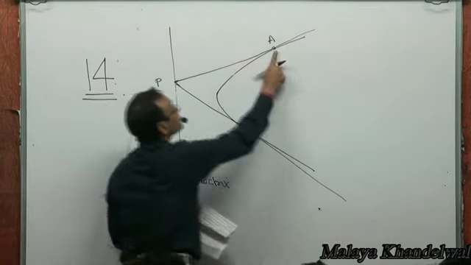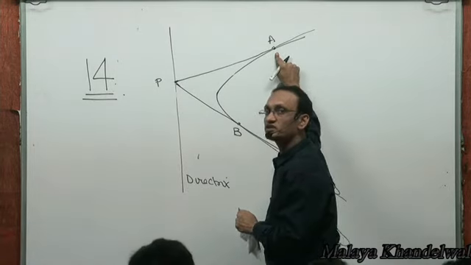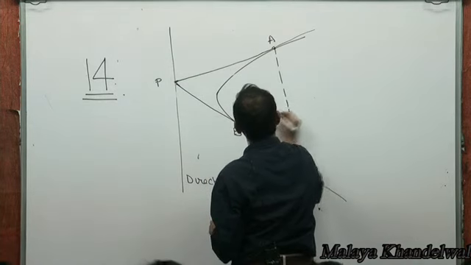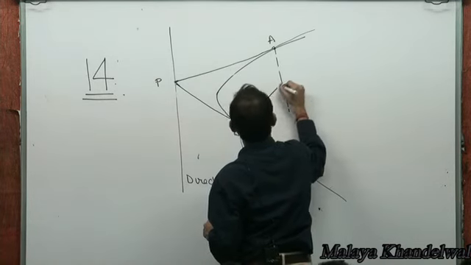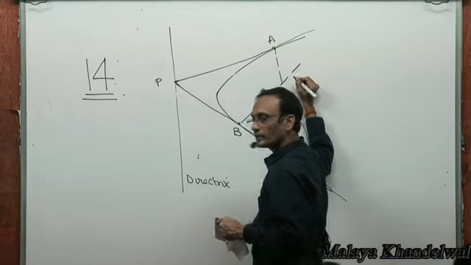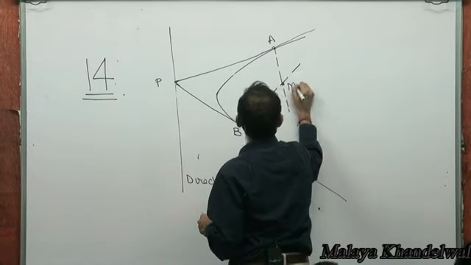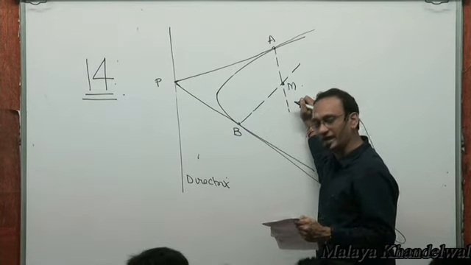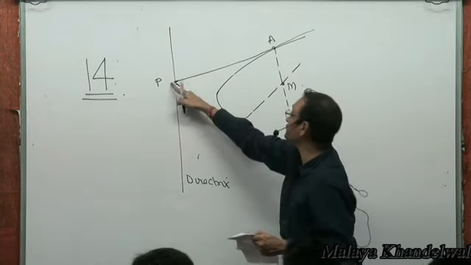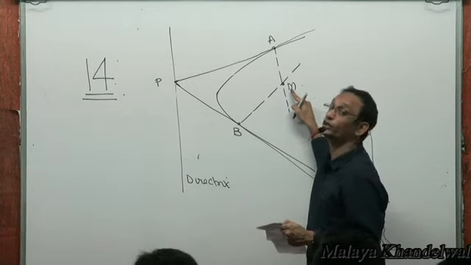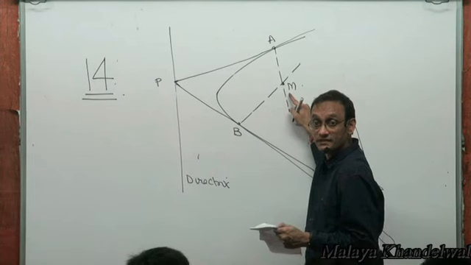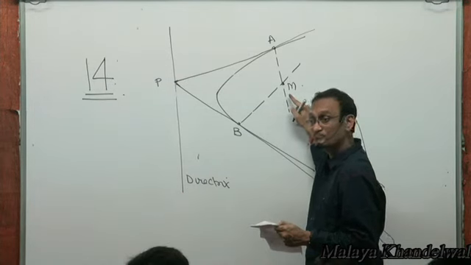Now, these are points of tangency. This is the normal at A. This is the normal at B. The normals at A and B intersect at M. So if I select different P's, there would be different M's. I need to find the locus of these M's. Yes or no? That's what we're seeking to do here.